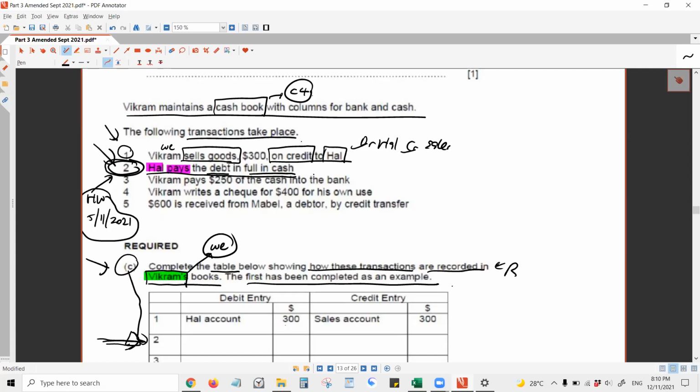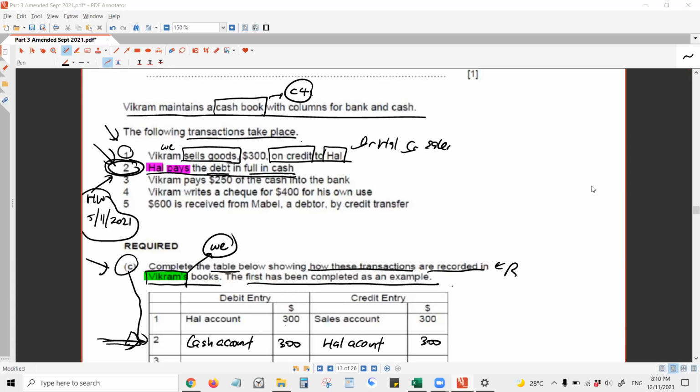Therefore, we receive cash from How as settlement. We debit cash account. How much is it? 300. Because from the first transaction, How started to owe us 300. Therefore, it is 300. Then you credit How account. Can you credit sales account? Again, cannot. Okay, 300. Okay, good, Patient.